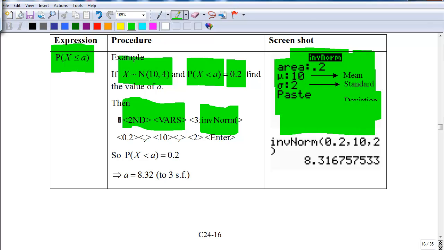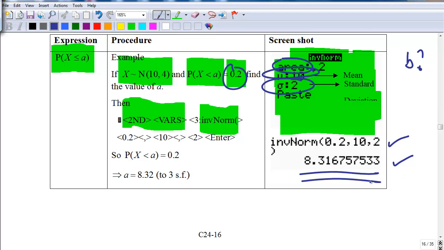Now, area here refers to probability. It refers to the b value. So I will key in 0.2. Then I'll key in the mean, and remember the variance is 4, which means that the standard deviation is 2. Then I'll press enter, and this is the expression I will see, and then I'll press enter one more time, and then I'll get this number. What this number means is my a. So straight away I know a to be 8.32, correct to 3SF.